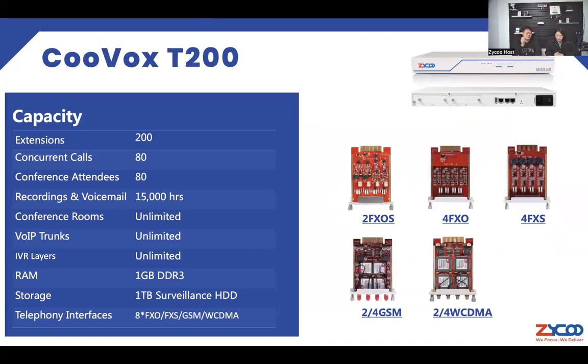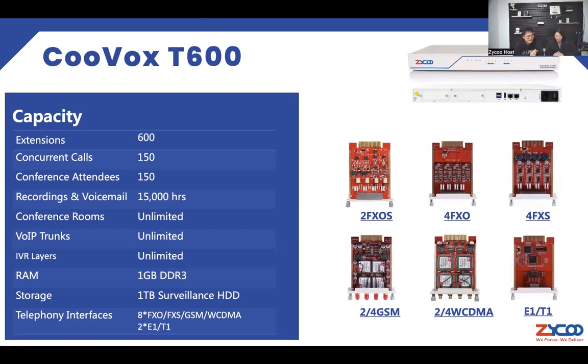And the next slide shows our COOLOS T200. It can support up to 200 extensions, 80 concurrent calls, and up to 80 concurrent attendees. It supports 15,000 hours of recordings and voicemail. And we have upgraded the storage to a 1 terabyte surveillance HDD. The T200 can support 8 FXO, FXS, GSM, and WCDMA interfaces.